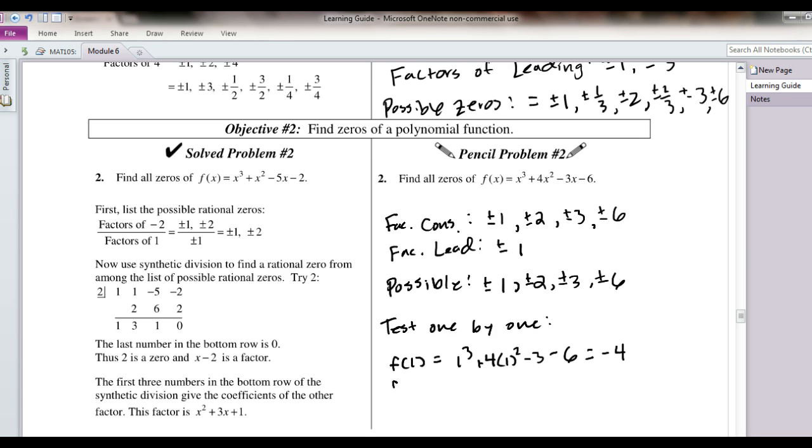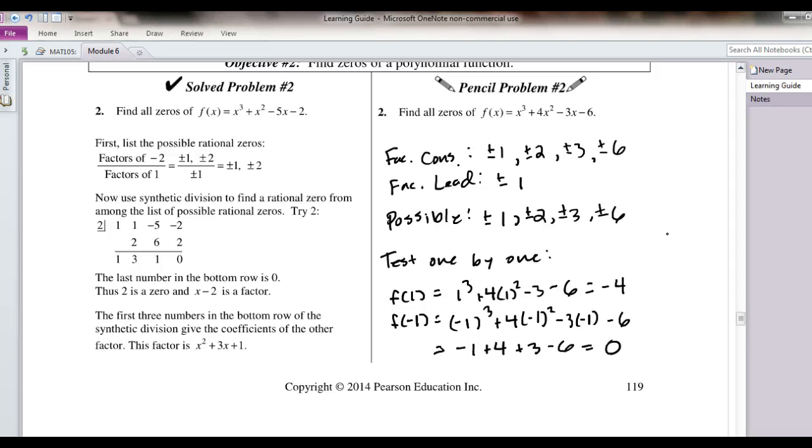Let's test negative 1. So you get negative 1 to the 3rd power plus 4 times negative 1 squared minus 3 times negative 1, minus 6. So this gives me negative 1 plus 4 plus 3 minus 6. Hey, guess what? This equals 0. So I know negative 1 is a 0 of the function.